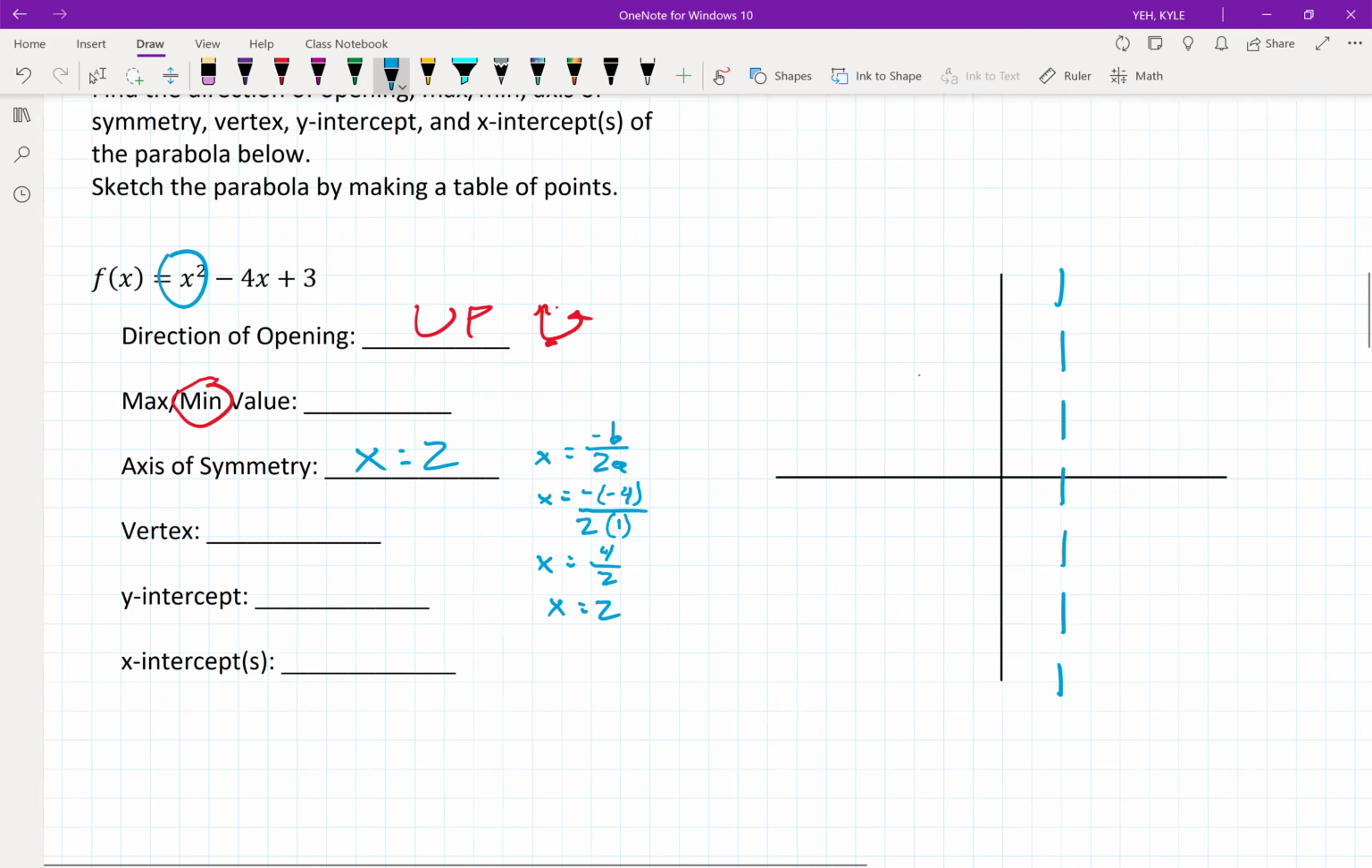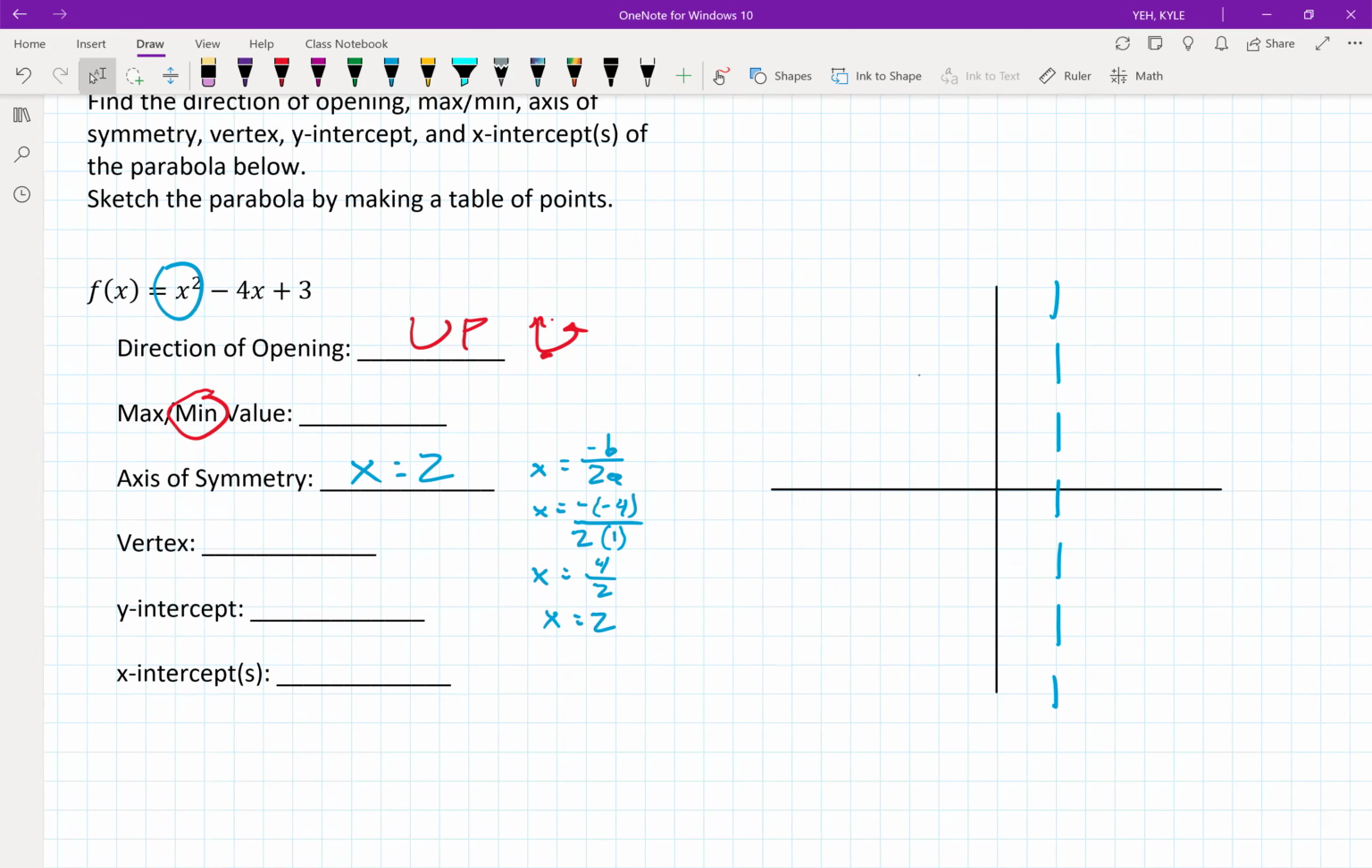Now, as for the vertex, this is also not too bad because I actually know that the x-coordinate of the vertex is going to be positive 2. It has to lie on that axis of symmetry. So with that in mind, how do we find the y value of the vertex? If you remember, I'd said earlier, we're just going to plug in the x coordinate into our function.